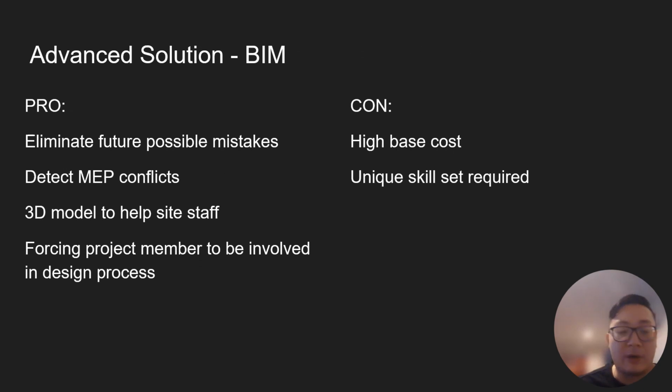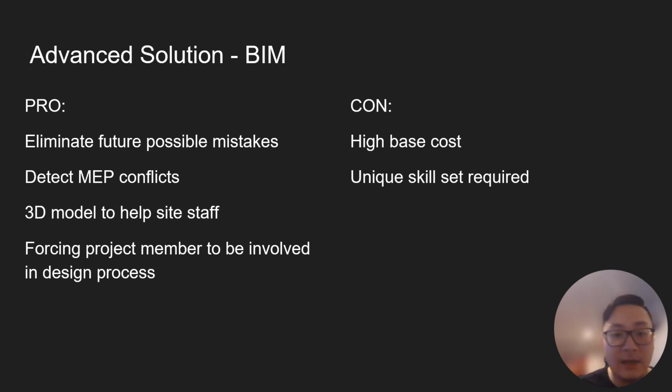And the third one is a more advanced solution that I think could avoid the cons from the other two solutions. BIM. Me as a Revit modeler myself, it's a great help when you're building a really complex project. Pro, eliminate future possible mistakes. Instead of doing pre-construction, getting somebody to physically run through it with a human brain, you actually model it out. You're building it on a computer. You will see what is running into what, which is a really great way to avoid mistakes on site.